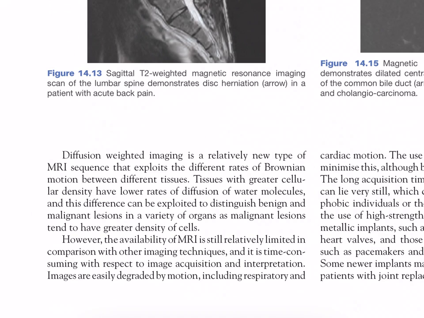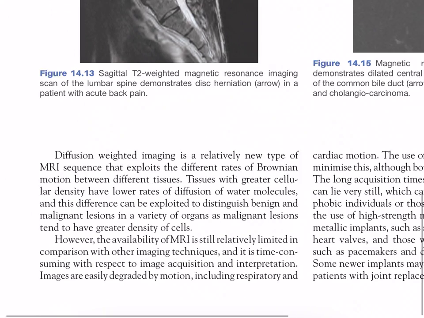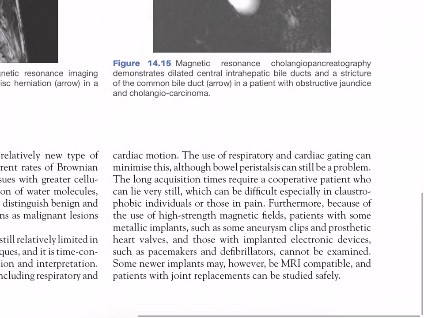Images are easily degraded by motion, including respiratory and cardiac motion. The use of respiratory and cardiac gating can minimize this, although bowel peristalsis can still be a problem. The long acquisition times require a cooperative patient who can lie very still, which can be difficult especially in claustrophobic individuals or those in pain.